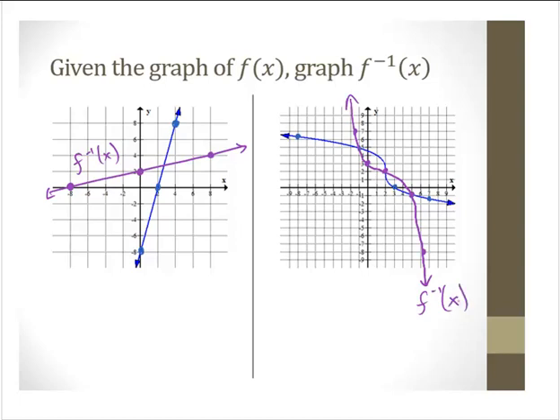Now, something that's important about the graph of a function and its inverse is that they have a symmetry. Since we're basically interchanging the variables, we get symmetry about the line y equals x. So if we draw the line y equals x, we should see a symmetry between those two functions.